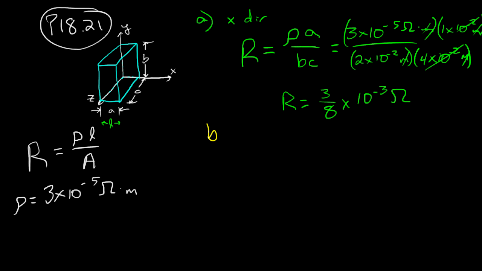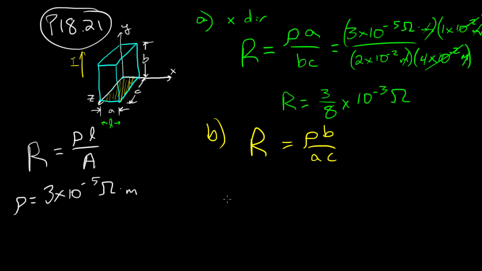For part B, it asks what the resistance is in the y direction if you run current in this direction. And so in that case, your length is B and your area is A times C. See, it's this area right here, which is A times C. Okay, you can plug in the numbers and get the answer there.